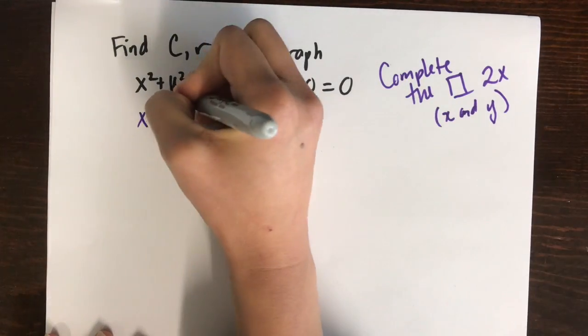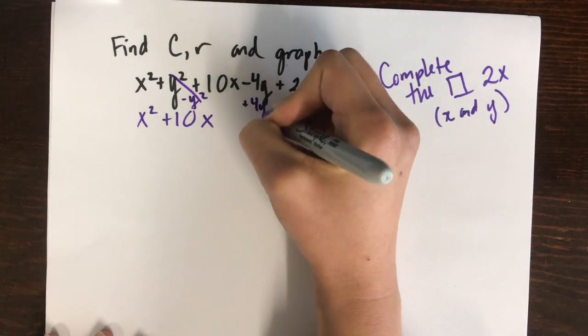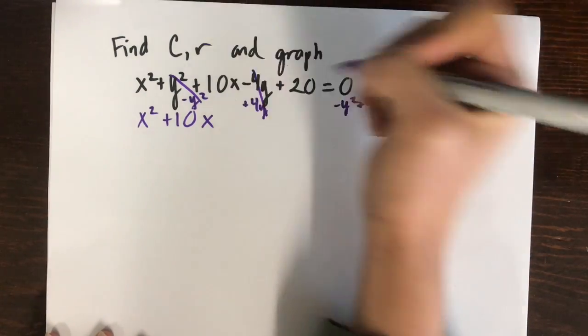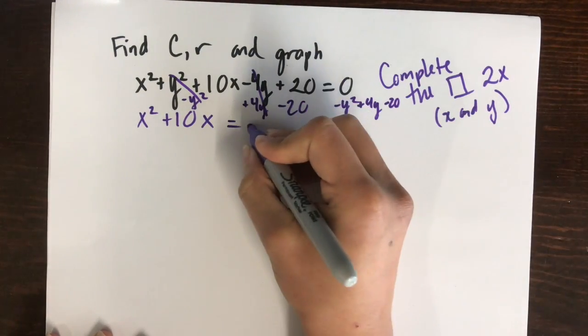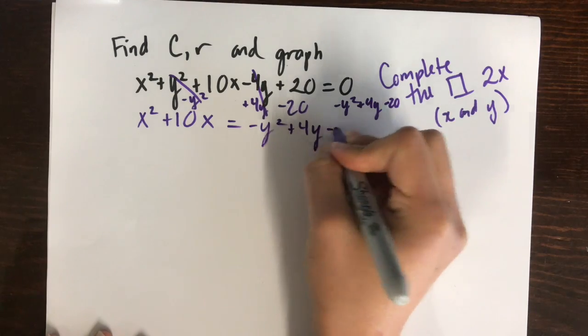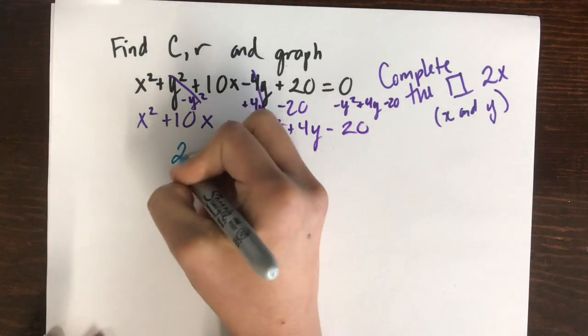Hence why I told you that you're going to need to be able to complete the square later on. So I'm going to bring the y squared to the other side, the 4y to the other side, and the 20 to the other side, so that all I have on the left side is the x's, because I'm going to complete the square with the x first, and I'm going to ignore everything else for now. Okay, so I'm just moving everything to the other side so I don't have to worry about it.